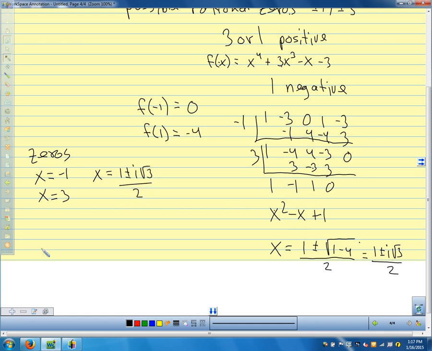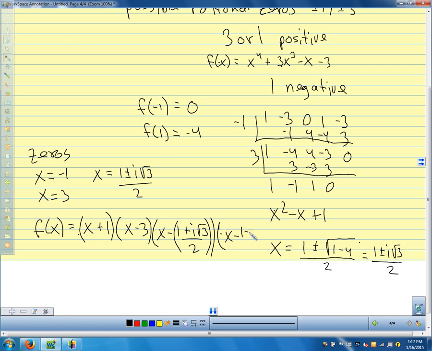And then I can write my function, my polynomial, in factored form. So this would be x plus 1, x minus 3. I'm just putting x minus each of the zeros. x minus 1 plus i square root 3 over 2. And then finally, x minus 1 minus i square root 3 over 2. So that would be my polynomial in factored form.